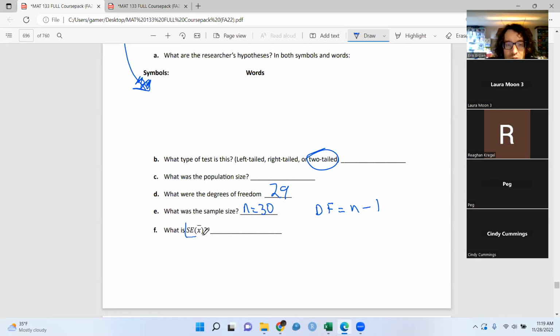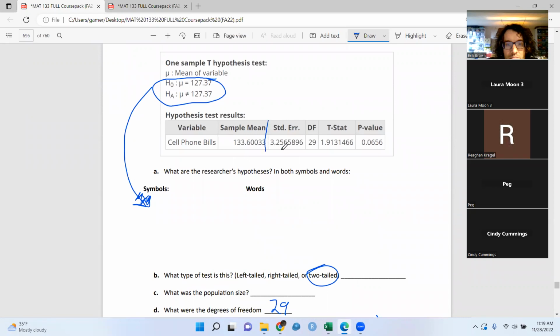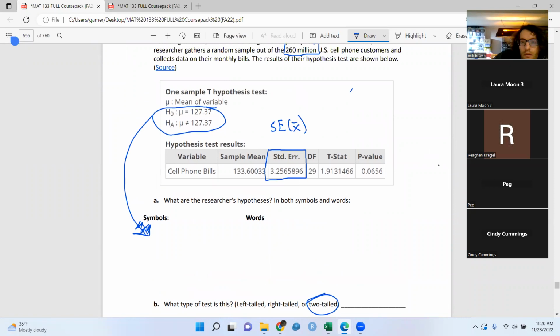This is a reminder. Do you know what these symbols mean? I do, but I have no idea how to find them. And this is what tripped me up. I'm like, I know this. Right here. How do I not know this? Because SE is standard error. And then X bar is sample mean. Okay. So X bar is 133.6003, whatever.